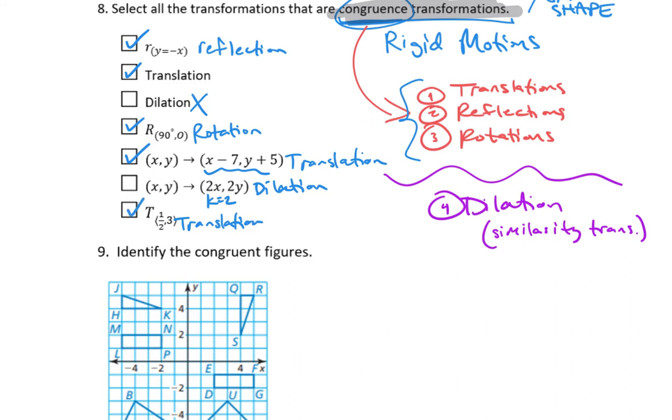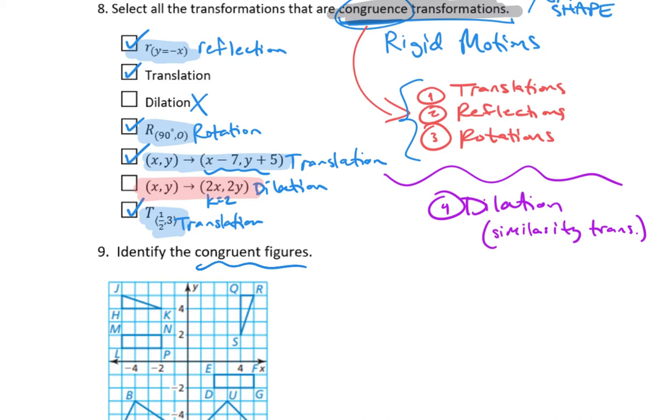So they're trying to trick you here by giving you different notations. Here we saw the notation for our reflection, the notation for our rotation, translation rule, translation vector component, and this one gave you a dilation rule. So they were trying to be sneaky on some of those. Don't get tricked.